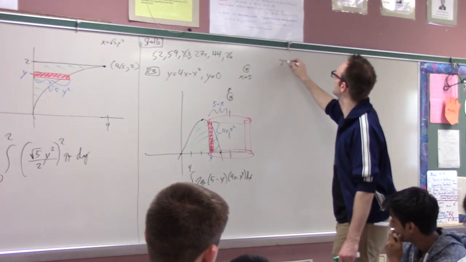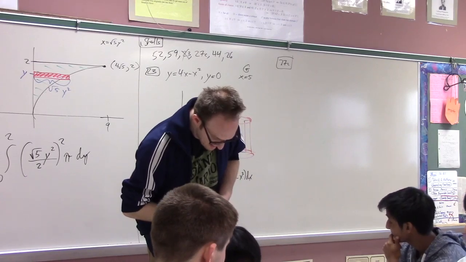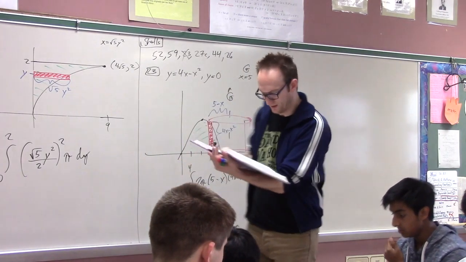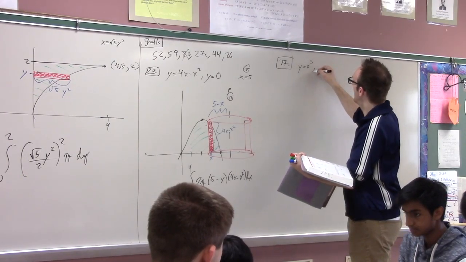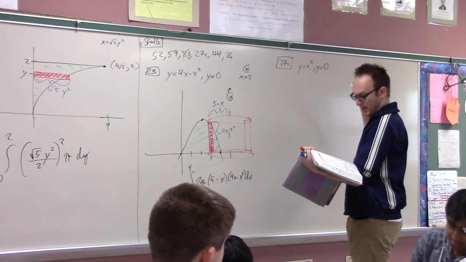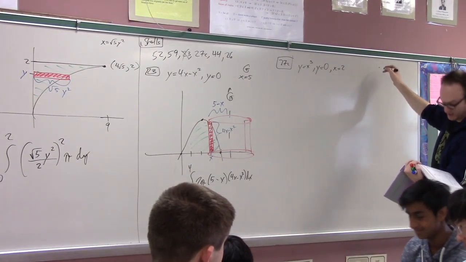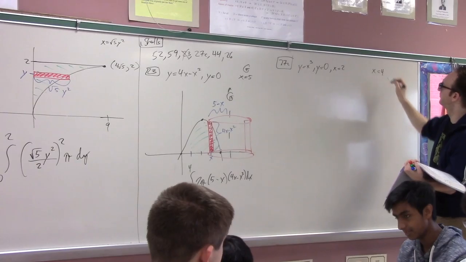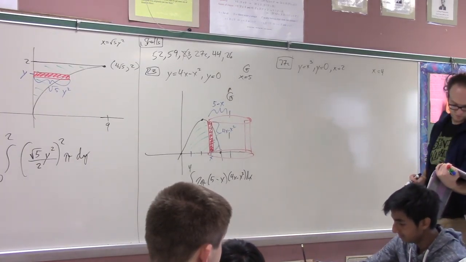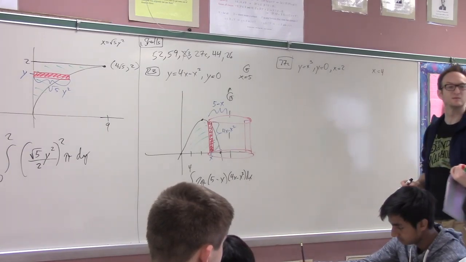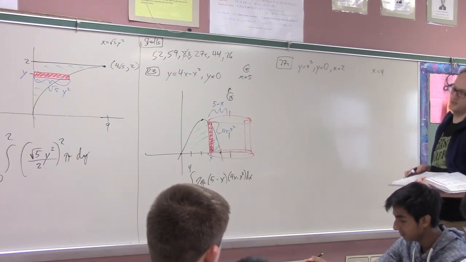So 27C says, take the curve y equals x cubed and y equals 0 and x equals 2. So the region enclosed by those curves. And now they want you to rotate around the line x equals 4. Wait, this is basically the same problem, isn't it? Pretty much. Yeah.